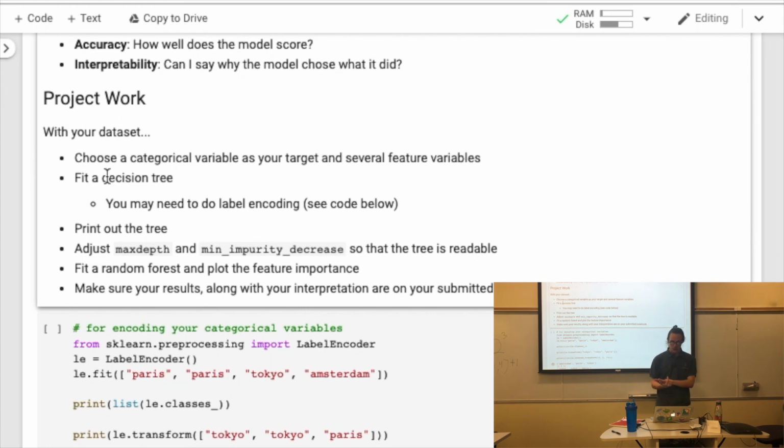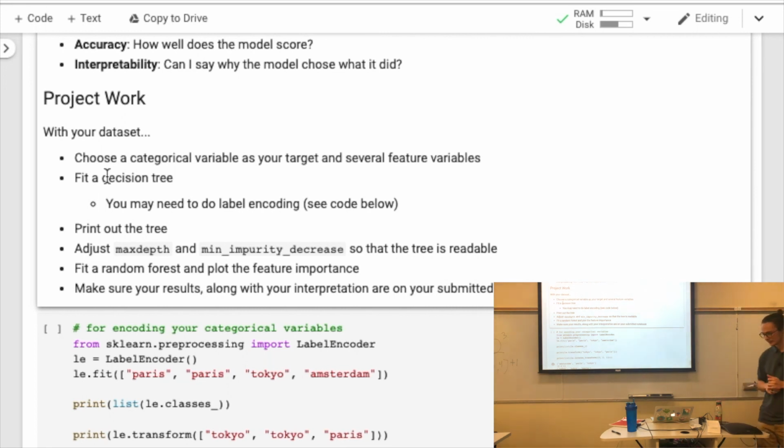All right, so fit a decision tree, and you might need to do some label encoding. If you do, just ask me about it. And then print out the tree. All the code is in this notebook for you to be able to do that. Adjust the max depth and min impurity decrease so that the tree is readable. And then fit a random forest and plot the feature importance like we did in this notebook. Then make sure all your results along with your interpretation are in your final notebook that you're submitting. So that's the project for this lesson.